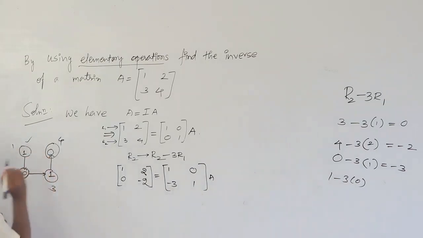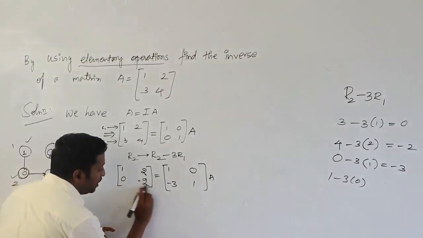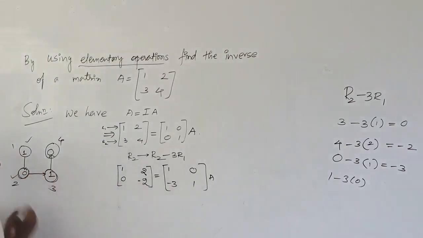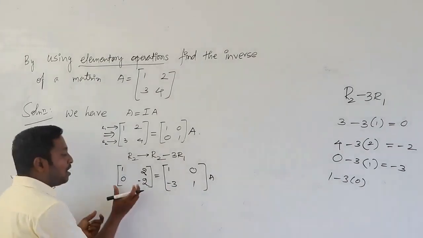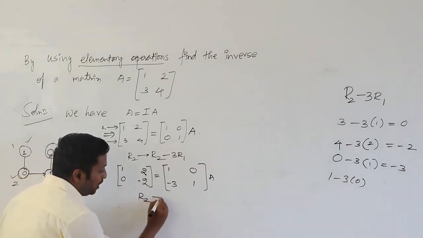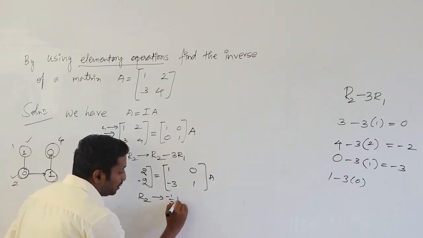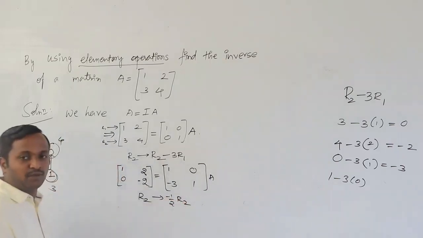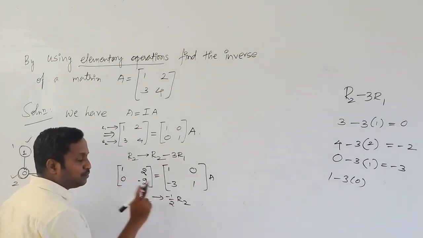Next, what is the operation? 1 is 1. Next, below that it is 0. I have to make this 1. Is it in the position of R2 or R1? It is in row R2. I will make it 1 by using the operation minus 1 by 2 R2. Minus into minus is plus, 2 by 2 becomes 1.